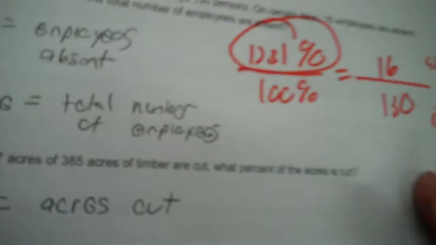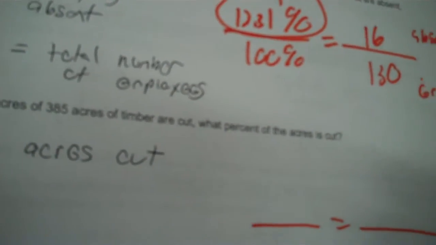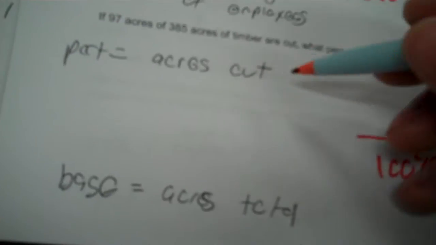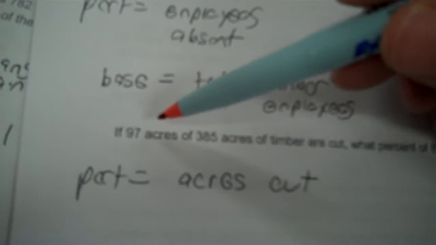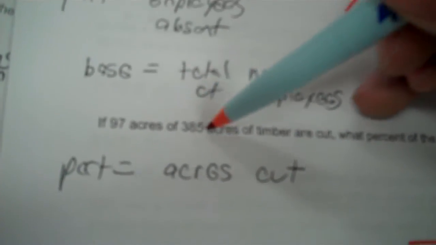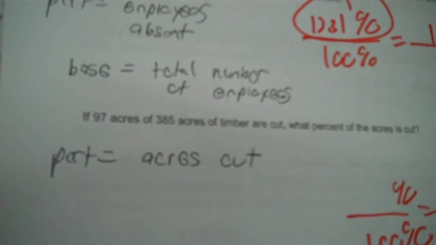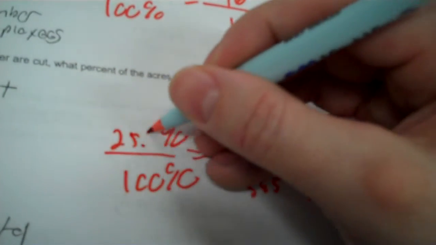97 acres out of 385 acres of timber are cut. What percent of the acres are cut? Again, we don't have our percent. They want to know what percent is cut. So the part is the acres that were cut. The base is the total acres. Now when it says a certain amount of a certain amount, then the amount after "of" is your base, 385. 97 is the amount that they cut. Cross multiply and divide, you get 25.2.